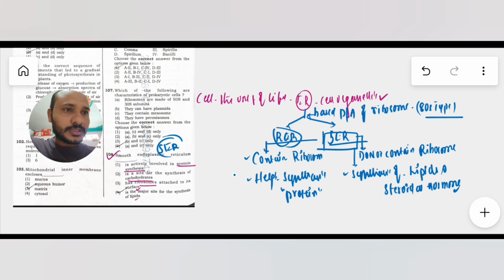It is actively involved in protein synthesis? No, this statement is wrong. Why? Because rough endoplasmic reticulum is actively involved in protein synthesis. Is a site for the synthesis of carbohydrate? No, this statement is also wrong. Has ribosomes attached to its surface? No, smooth endoplasmic reticulum does not contain ribosomes, hence it is wrong. That describes rough endoplasmic reticulum, but the question asks about smooth endoplasmic reticulum. It is a major site for the synthesis of lipids? Very important, this is the right answer. Smooth endoplasmic reticulum plays an important role in the synthesis of lipids, and also in animals in steroidal hormone synthesis. So for 108, the right answer is the fourth one.